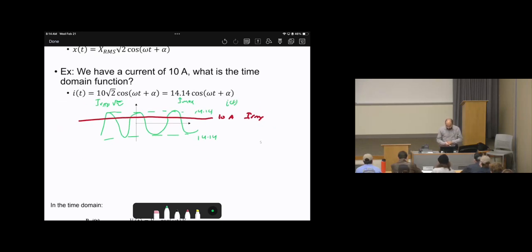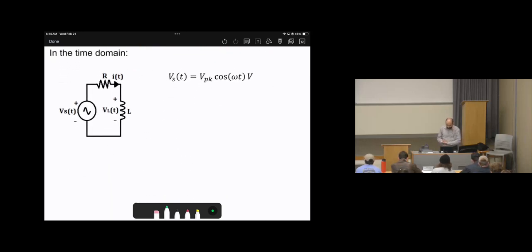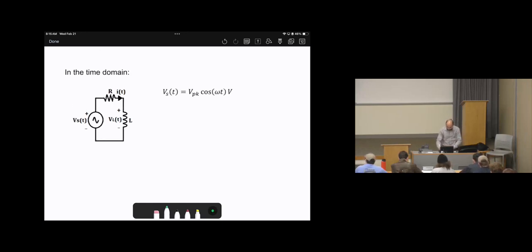Now, how can we solve AC circuits? Let's look at this example. We have this small circuit with a voltage source, resistor, and inductor. In DC, we used to say L is a short circuit. So there was a source, resistor, and short circuit. Then to calculate the current, I would be V over R. That was in DC.